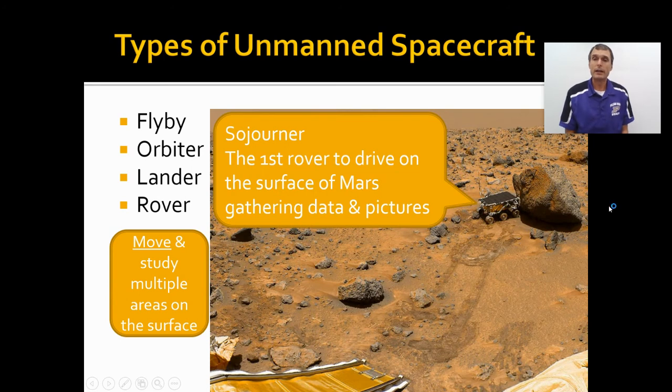A rover's advantage is that it lands on the surface and then it can drive around. So if it sees something cool over there, it can go over there, and it could go back this way and go that way and go over here. So they can cover a lot of ground. And we've put them on the moon and we've put them on Mars.